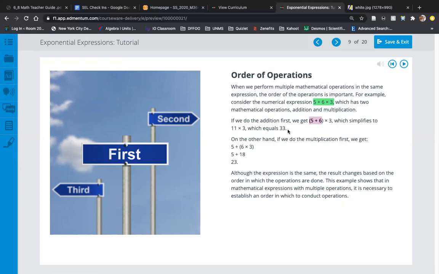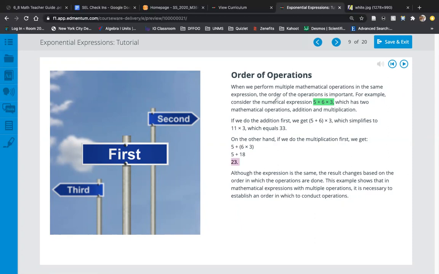That's one result. But if instead I did the multiplication first, I did 6 times 3 first, 6 times 3 gives you 18, and then if I added the 5 on, I would get 23, right? But those two are different results, right?